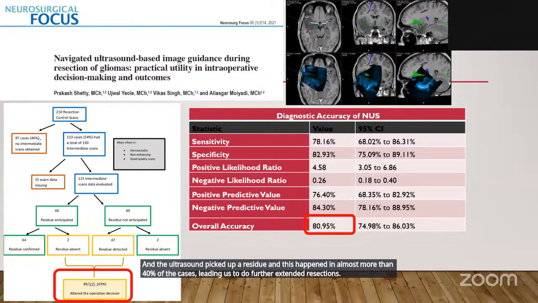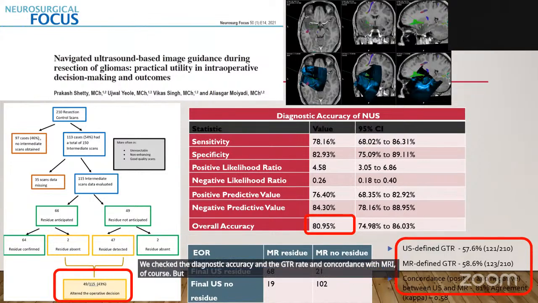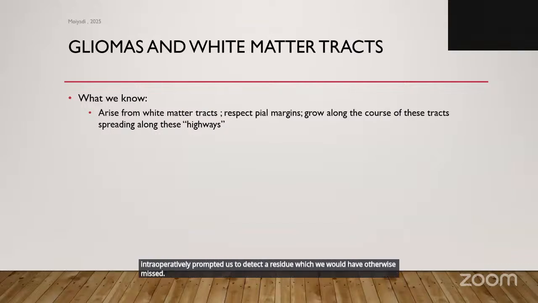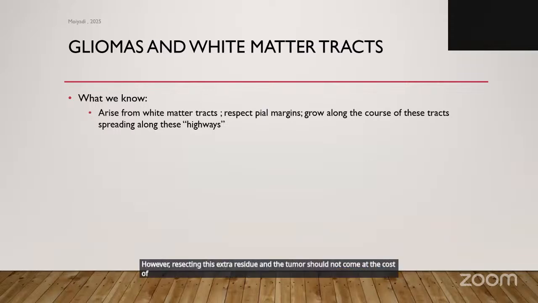We checked the diagnostic accuracy and the GTR rate and concordance with MRI, of course, but what I wanted to show you was that the use of the adjunct intraoperatively prompted us to detect a residue which we would have otherwise missed. However, resecting this extra residue and the tumor should not come at the cost of deficits. And here, understanding white matter and its functional importance is of paramount importance.